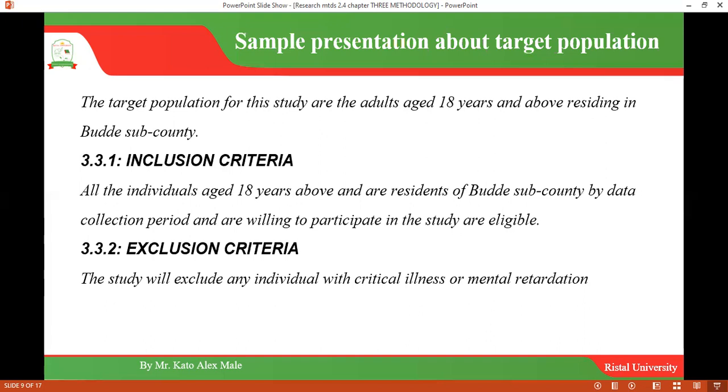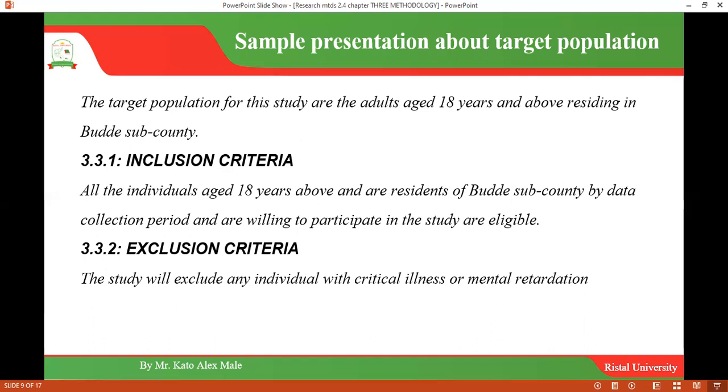Meaning, in case anyone is below, those ones are not in the inclusion criteria. You get it? In case anyone is not a resident, those ones are not in the inclusion criteria. In case anyone is not willing to participate, those are all ineligible. Then exclusion criteria. Now, many people try to put the opposite of inclusion as exclusion.